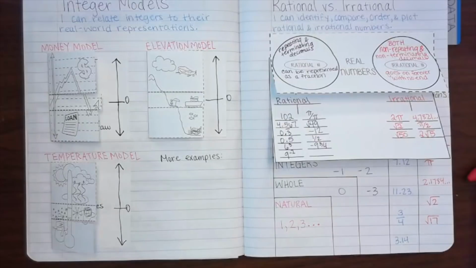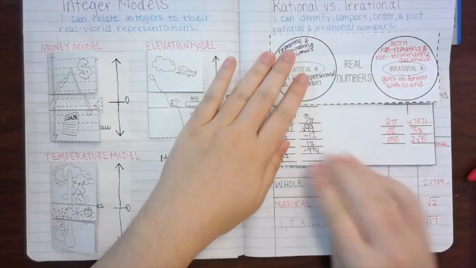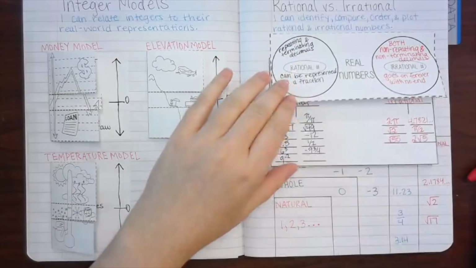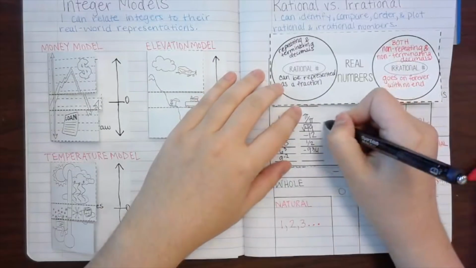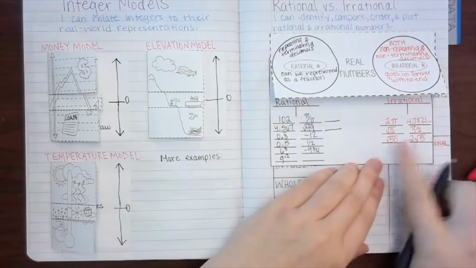Come up with 3 additional examples for rational and 3 additional examples for irrational numbers. That's 3 of each, so 6 more numbers. Try to come up with something crazy or unique.